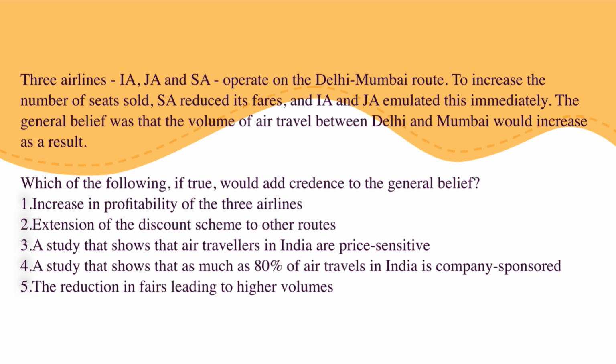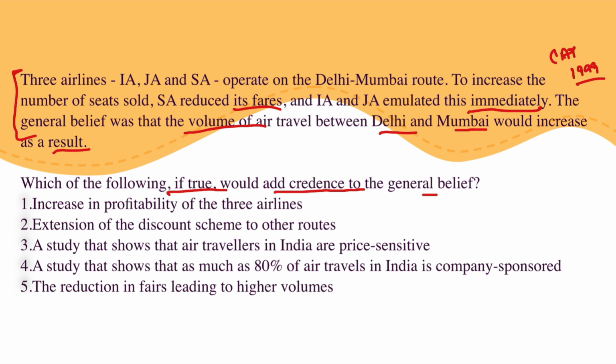This is a question from CAT 1999, a very old one, but still a very nice one. So here we have this little para which says three airlines IA, JA and SA operate on Delhi Mumbai route. To increase the number of seats sold, SA reduced its fares. IA and JA emulated this immediately. The general belief was that the volume of air travel between Delhi and Mumbai would increase as a result. Now, which of the following, if true, would add credence to the general belief?